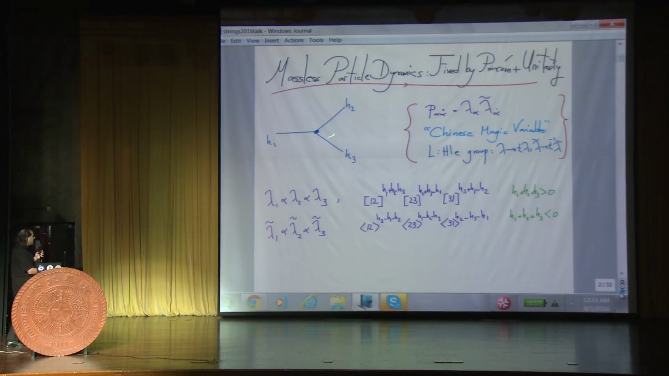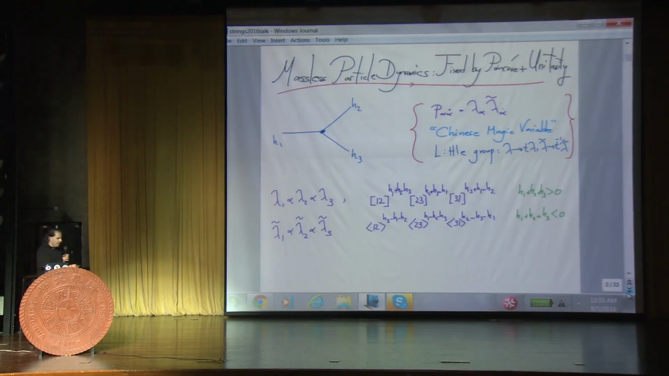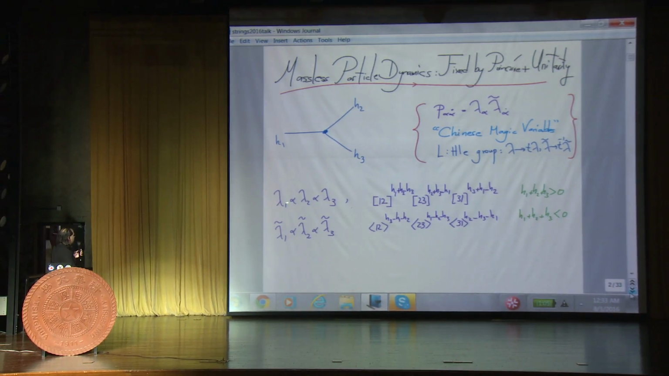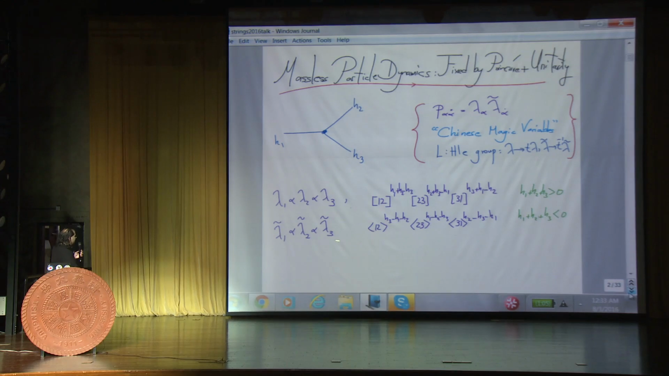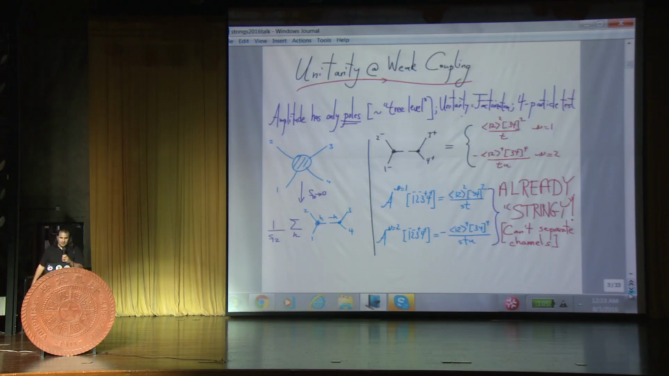If we think about the most basic 3-particle interaction, the kinematics either tells us the lambdas are proportional or the lambda tildes are proportional, and so we can only build invariants out of the conjugate variables, and the structure of the 3-particle amplitudes is completely fixed up to overall constants once the helicities of the particles are given. So much for 3-particle amplitudes.